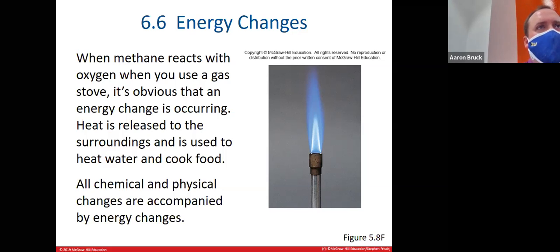There's an energy change that goes on when you light a fire. In the case of the Bunsen burner there, you've got methane, natural gas, reacting with the oxygen to make water vapor and carbon dioxide. And the byproduct of that combustion reaction is that there is so much energy output that we see it in the form of heat and light, the fire, the flame itself.